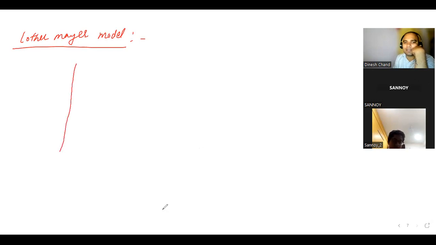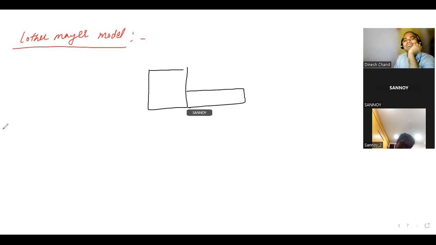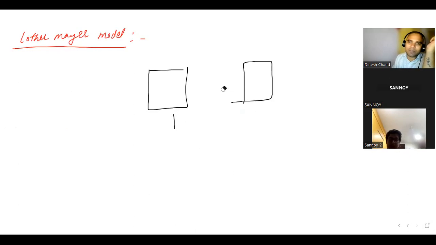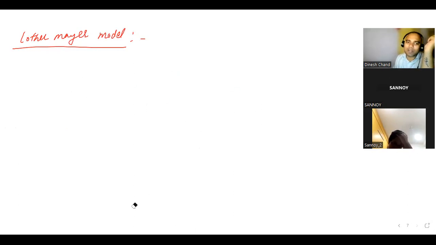Sir, drawing. Okay. Sir, the modern periodic table looks something like this. Sir, this is one part, this is the other. And underneath we are having the lanthanides and actinides. Okay. So Lothar Meyer, what is important? For the understanding purpose, all the models are important.